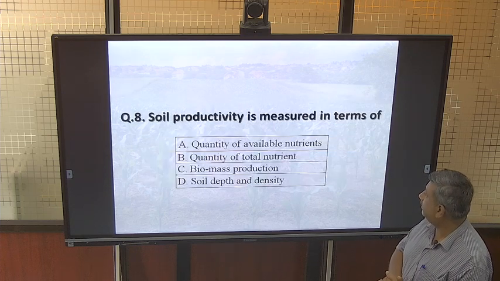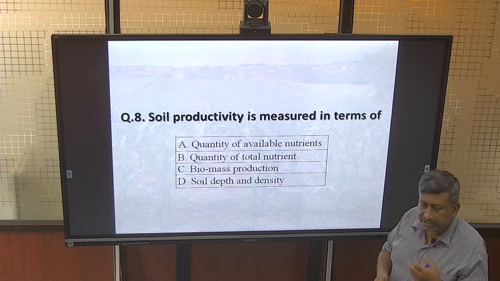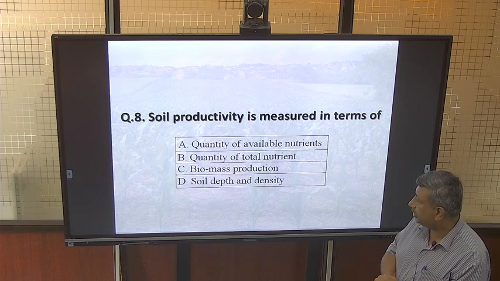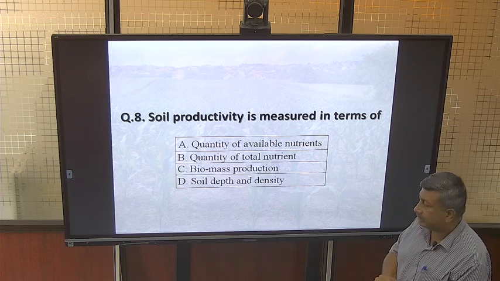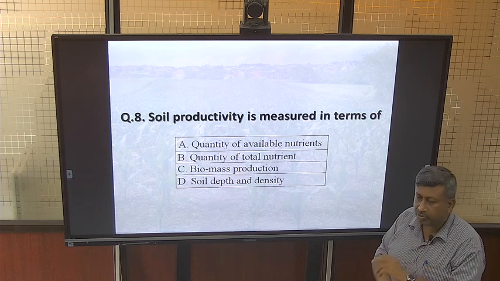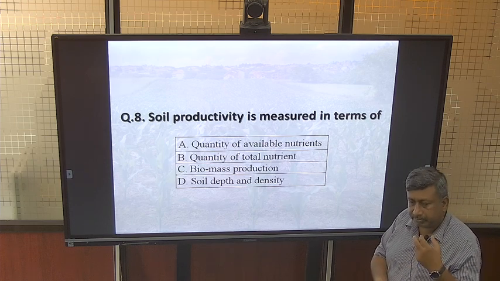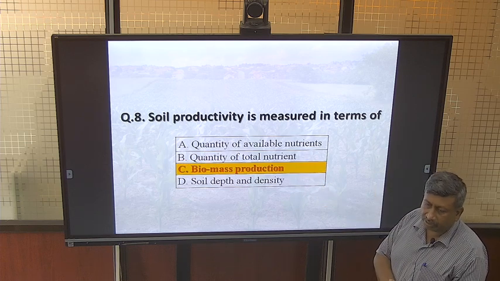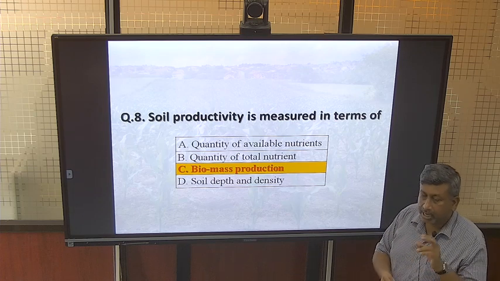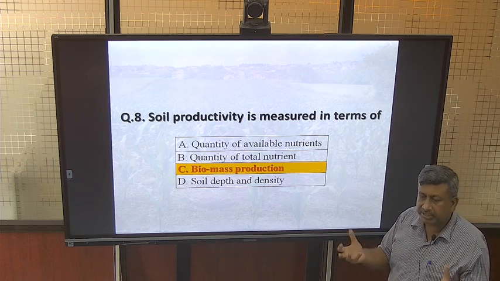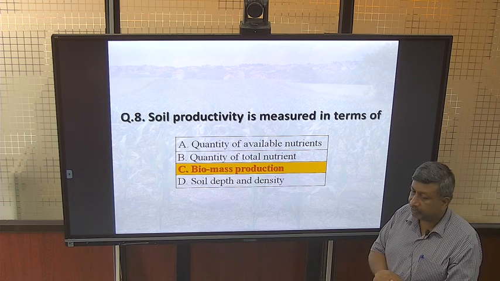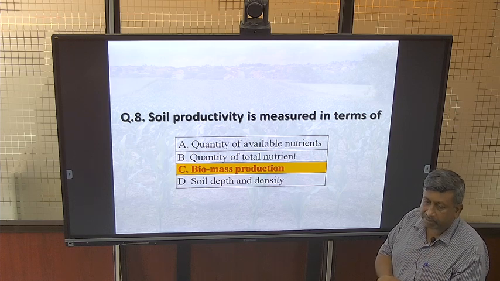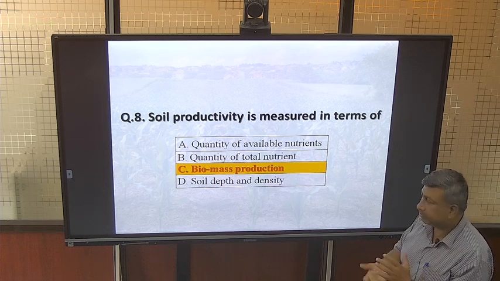Then soil productivity is measured in terms of, how do we measure the soil productivity, okay. So quantity of available nutrients or quantity of total nutrients, biomass production, soil depth and density. Whenever we want to know the soil productivity, then we grow the crop and see how much yield is there. So that's why biomass production is an indicator of soil productivity. While in case of soil fertility, availability of nutrient, how much nutrient is available, is the index or parameter of soil fertility. But in case of soil productivity, the parameter is crop yield or crop productivity or biomass production, we can say.